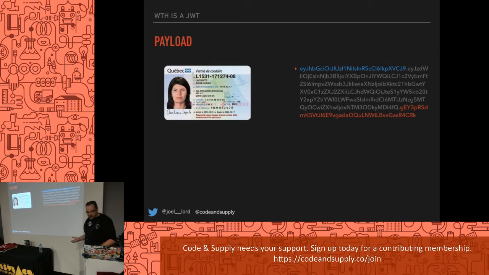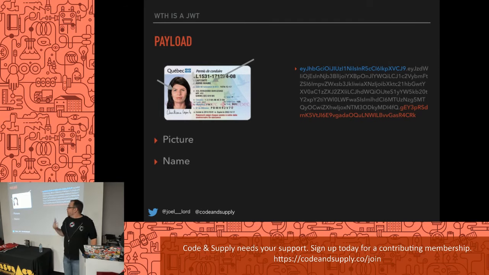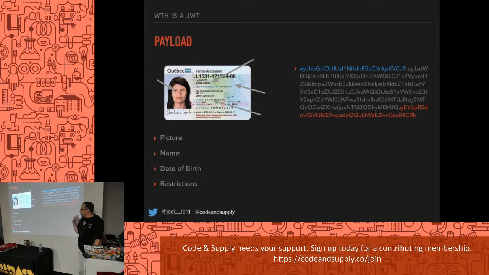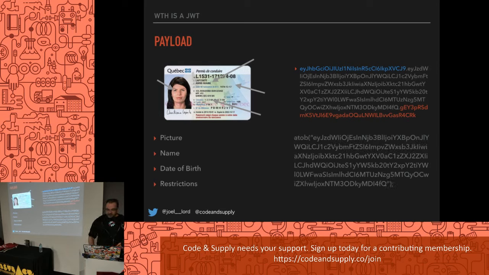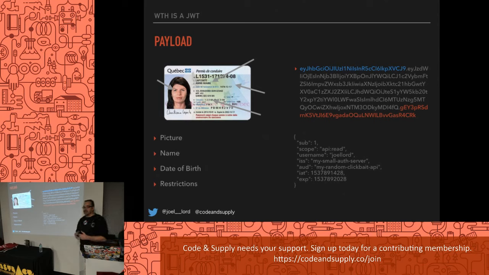So going back to our driver's license, it also has a payload. That payload has a bunch of different things like the picture, the name, the date of birth, the different restrictions as well. So I'm allowed to drive a car, but not a semi-truck. And in our payload, we've got something similar. So once again, we've got this little piece of code, and we can use the same function once again. And we see that this is a JSON object as well. So a very standard formatted JSON object. And there's a bunch of different things in our payload.